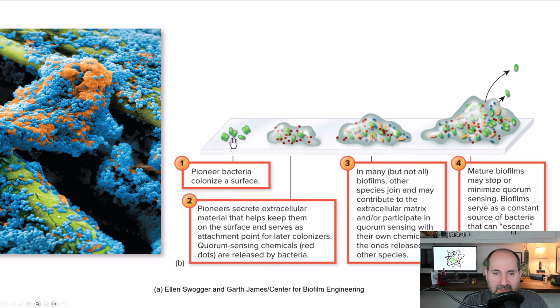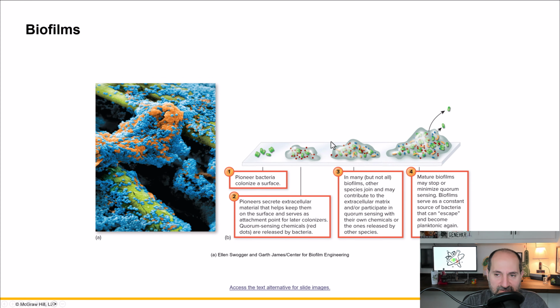Pioneer microbes colonize a surface. Once there are enough microbes, or a quorum of microbes, they can release the biofilm material. Other species join and contribute to making this extracellular matrix and/or participate in quorum sensing. And then the mature biofilms may stop or minimize quorum sensing. Biofilms serve as a constant source of bacteria that can escape and become planktonic again. These are the steps to formation of biofilms.